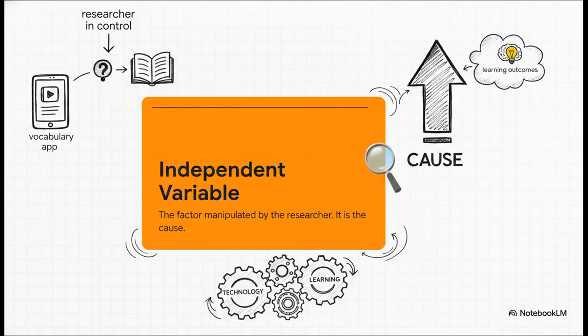You, as the researcher, are in total control of this. You decide whether a student uses the cool new vocabulary app or reads a traditional textbook. You are actively manipulating this variable to see what happens.